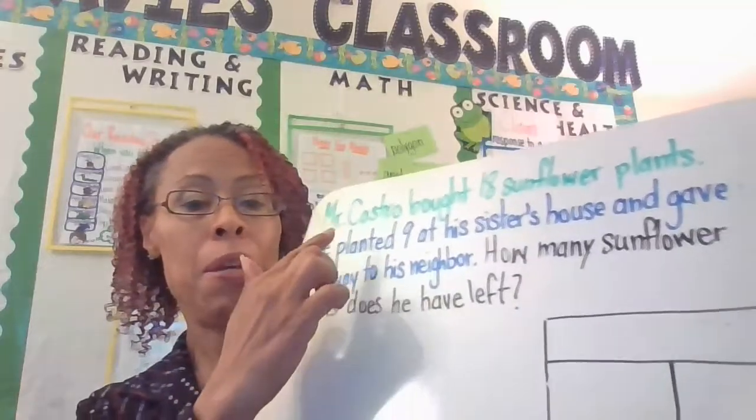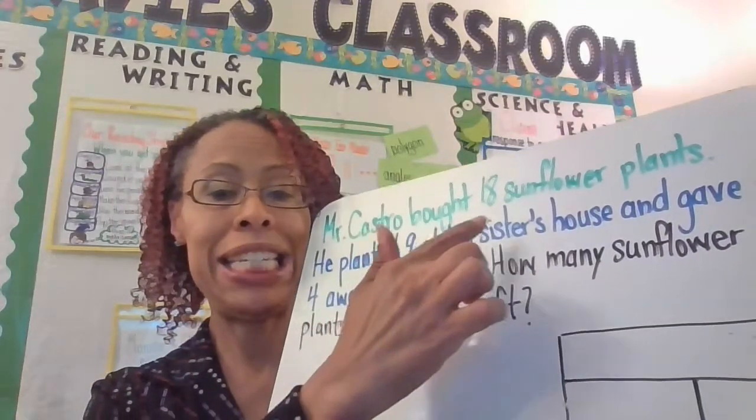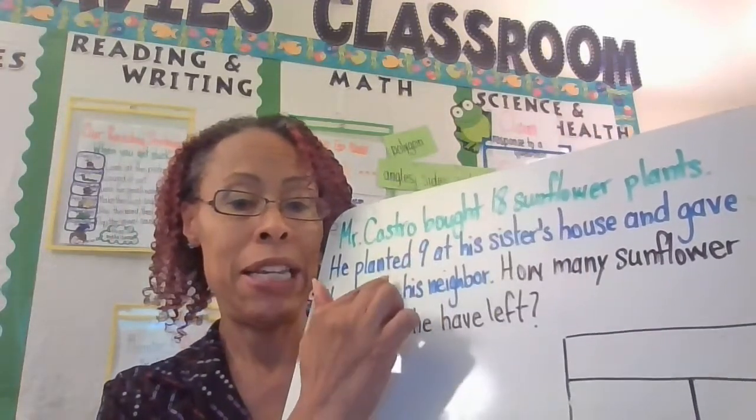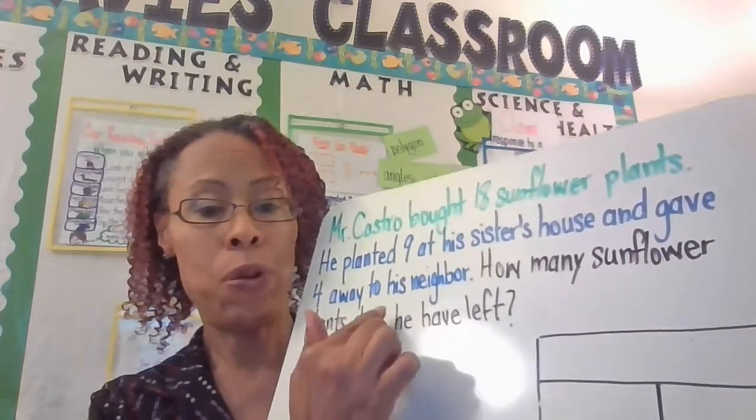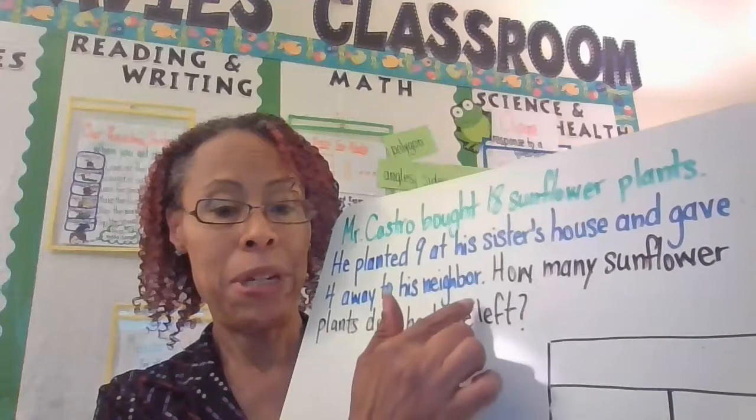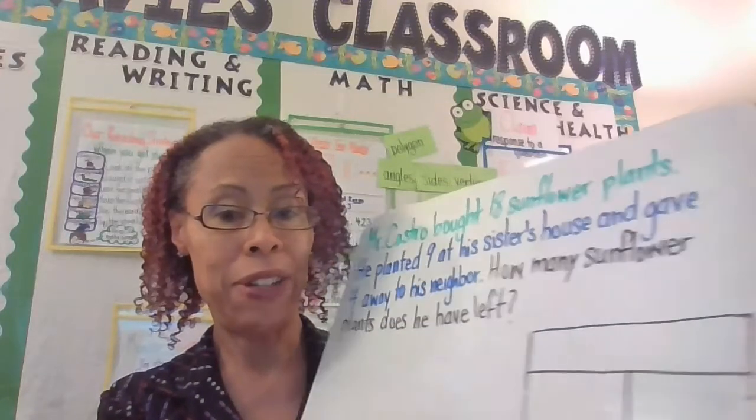Here's the problem. Mr. Castro bought 18 sunflower plants. He planted 9 at his sister's house and gave 4 away to his neighbor. How many sunflower plants does he have left?